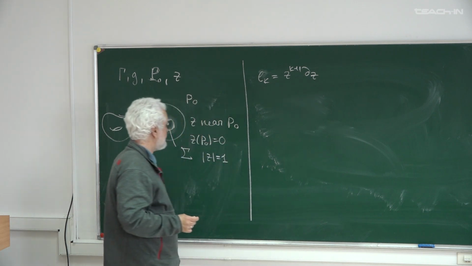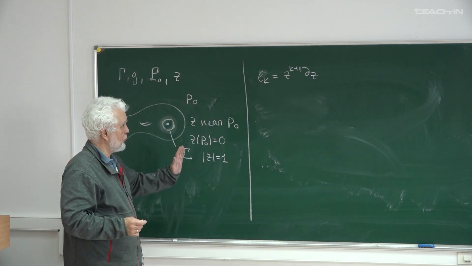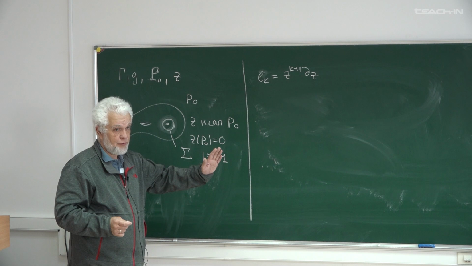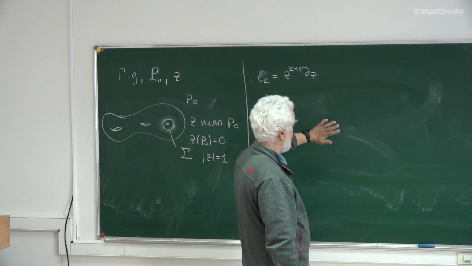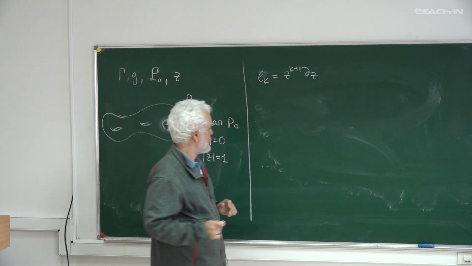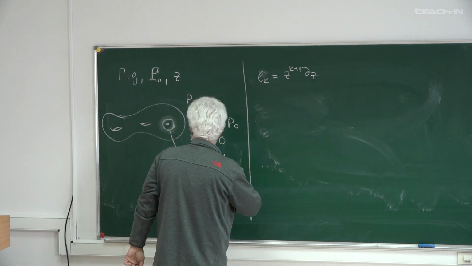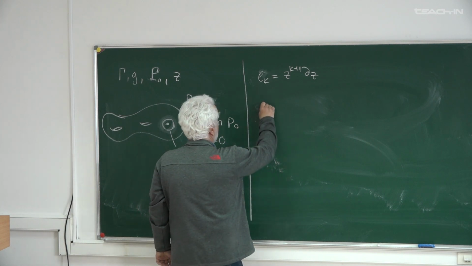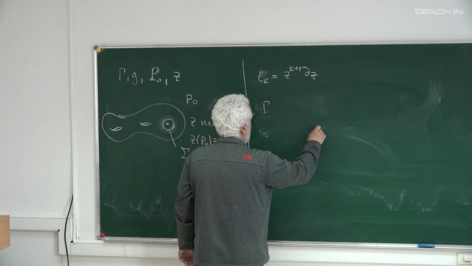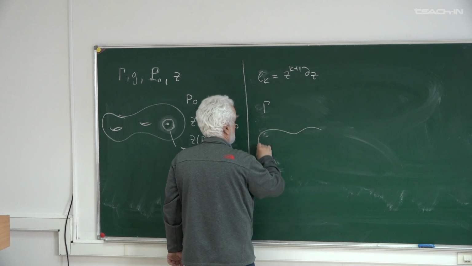Now, consider the following transformations of the complex structure. Assume that we glue gamma as a result of, consider two pieces.